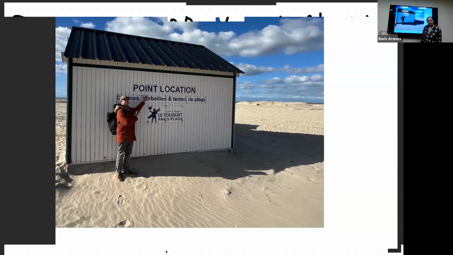Anybody know what point location means in this context? It's a place where you rent things. It's a point, and in French, location means rental. So this is an umbrella rental stand on the beach.